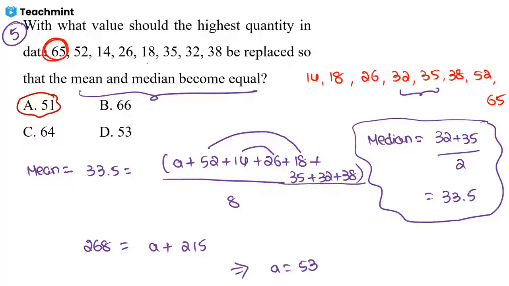When you are putting the data in ascending or descending order, that median won't change, right? So first calculate the median, assign that equal to the mean, then calculate. We got age 53. Good question.